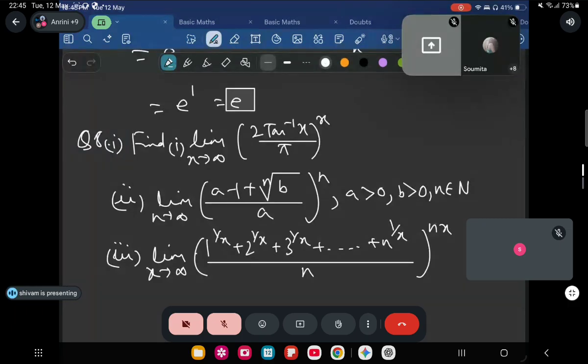Okay, let us start one by one, everyone. 2 tan inverse x by pi whole to the power x. When you substitute x equal to infinity, yes, tell me, Devank, you are saying something. Yes, I have sent the answer. Okay, let me see. What about others? Others also send your answer. Andini, are you there? Are you solving? Yes, I'm trying. Or are you tired? Raktim, are you tired? Are you solving? No, sir, trying.